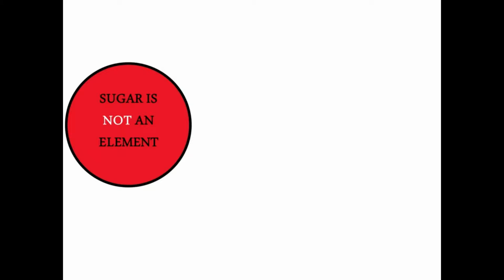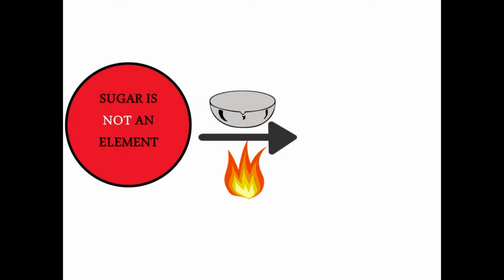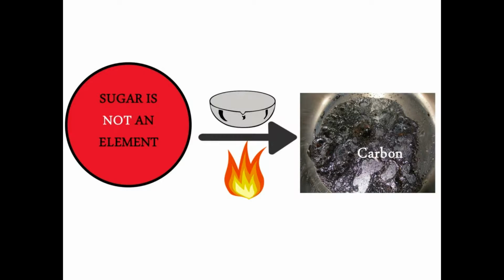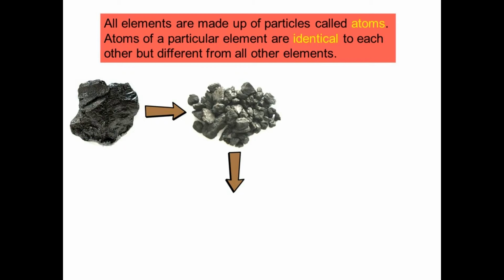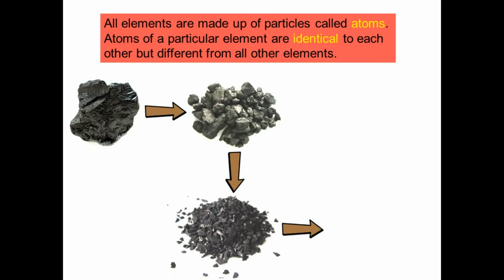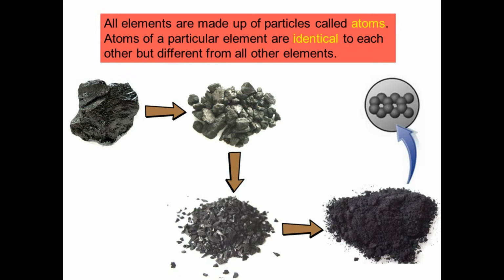Is sugar an element? Sugar is not an element. This is because sugar can be broken down into carbon and water vapor. Since sugar can be broken down, it is not an element. All elements are made up of particles called atoms. Atoms of a particular element are identical to each other but different from all other elements.